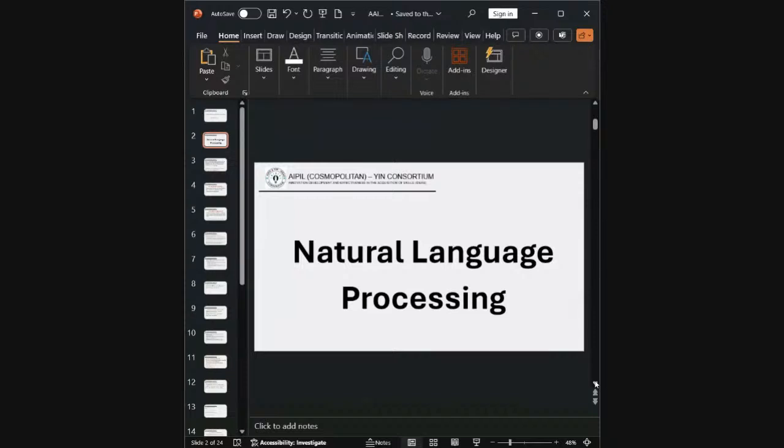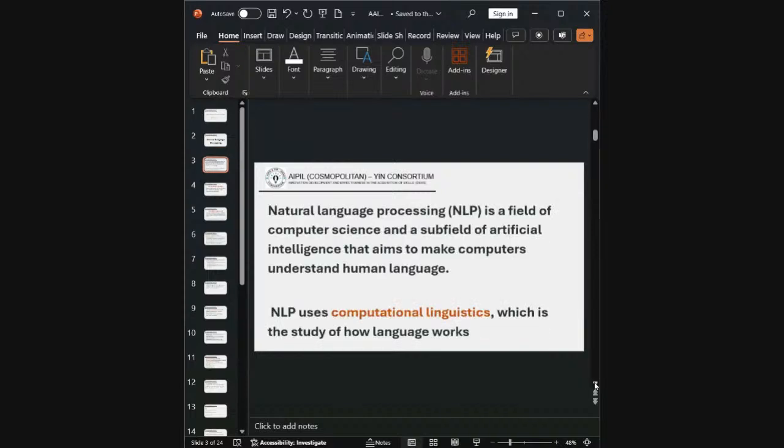Just like I said, natural language processing is actually a field in computer science and a subfield in artificial intelligence. And what is the major aim? The aim is to make computers understand human language. Now look at it. And what do we use to make this happen? That's what we are going to be learning today.